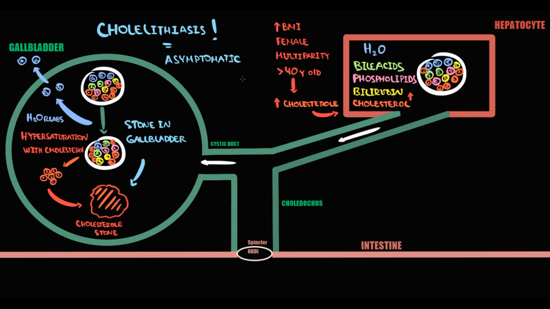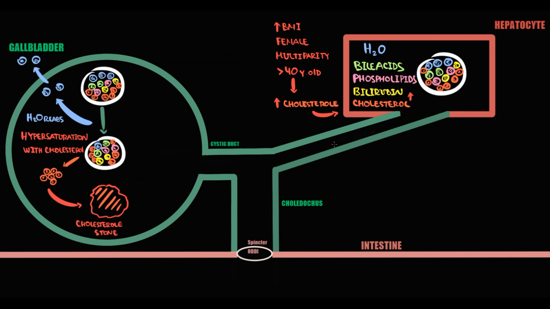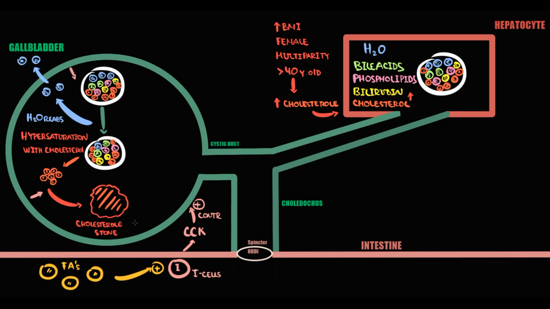But after intake of a fatty meal, at some point, a large amount of fatty acids comes to the duodenum. In response to dietary lipids, I cells of the duodenum secrete cholecystokinin. Cholecystokinin is a specific hormone that stimulates contractility of the gallbladder. So as a result, the gallbladder contracts. And by this, the gallbladder pushes bile together with the cholesterol stone into the cystic duct.